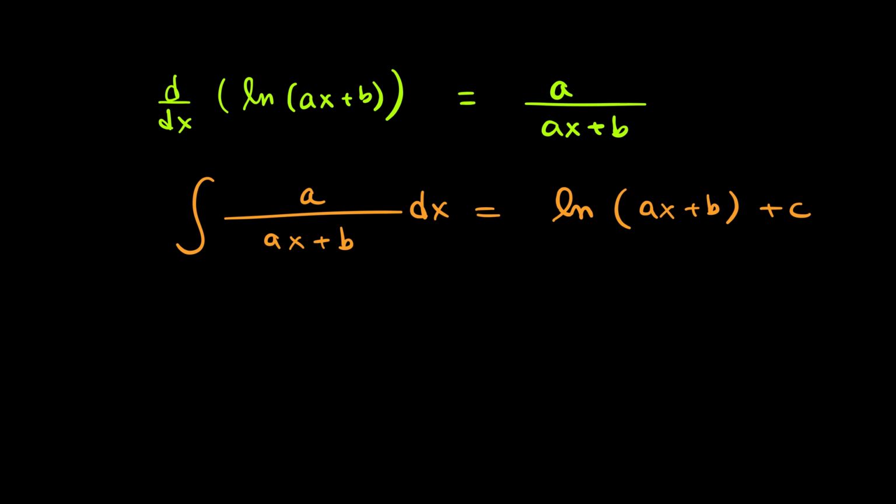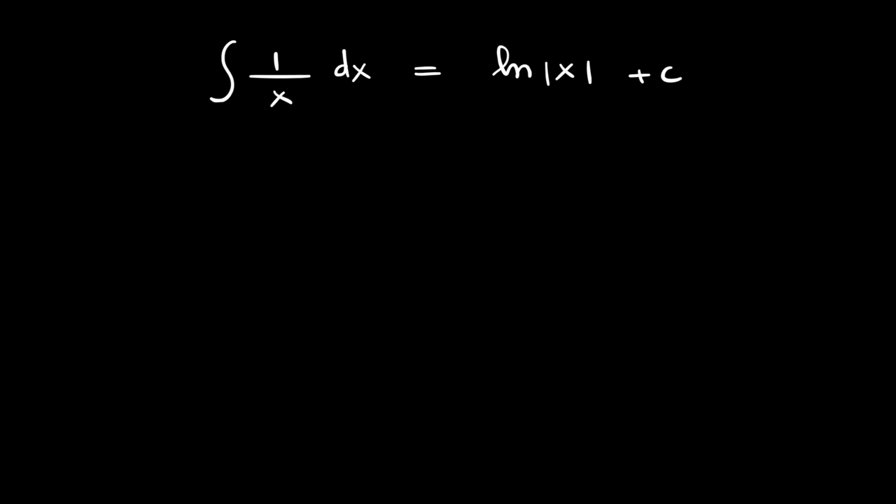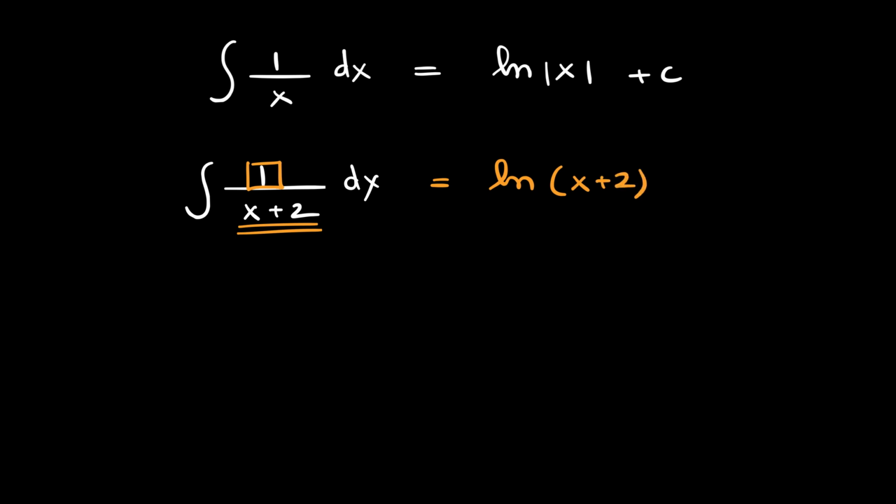Let's start off with a very simple example. x is in the denominator, 1 is in the numerator. The integral of this fraction is ln|x| plus c. It's better that we put a modulus sign. Similarly, if we have 1 over x plus 2 and we are integrating this fraction, is 1 the derivative of the denominator? The answer is yes. Then the integral is ln|x + 2| plus c.